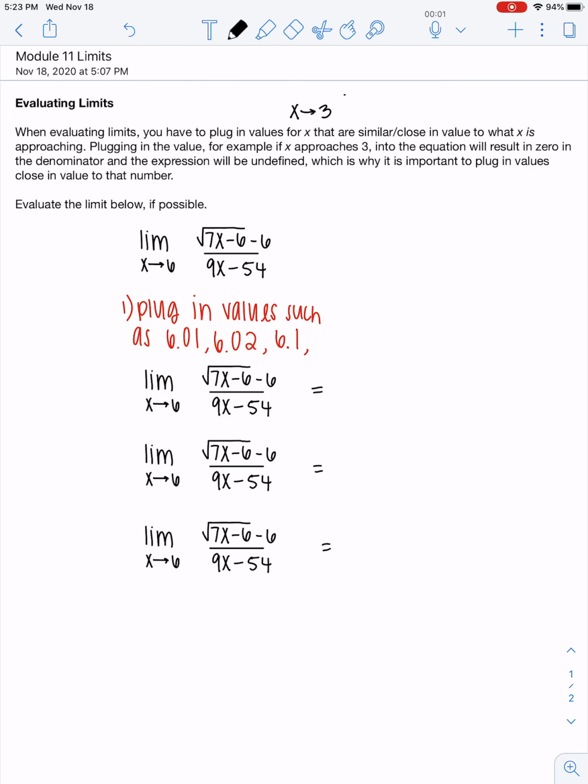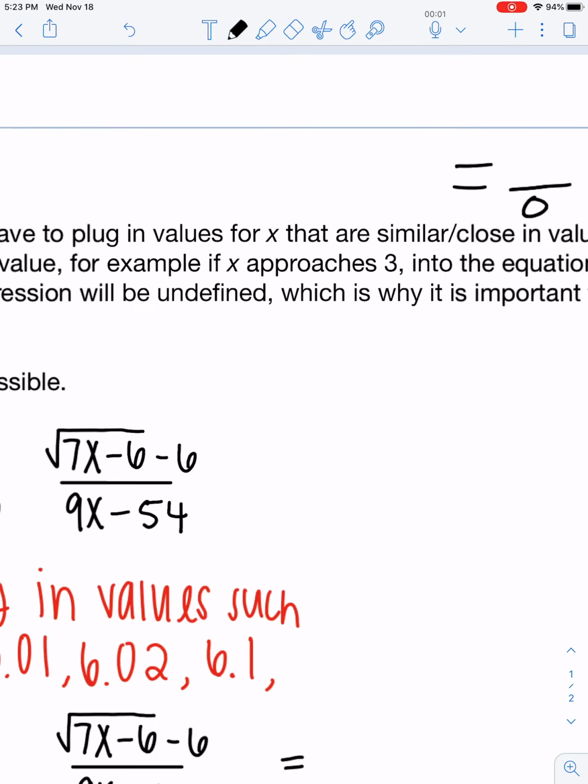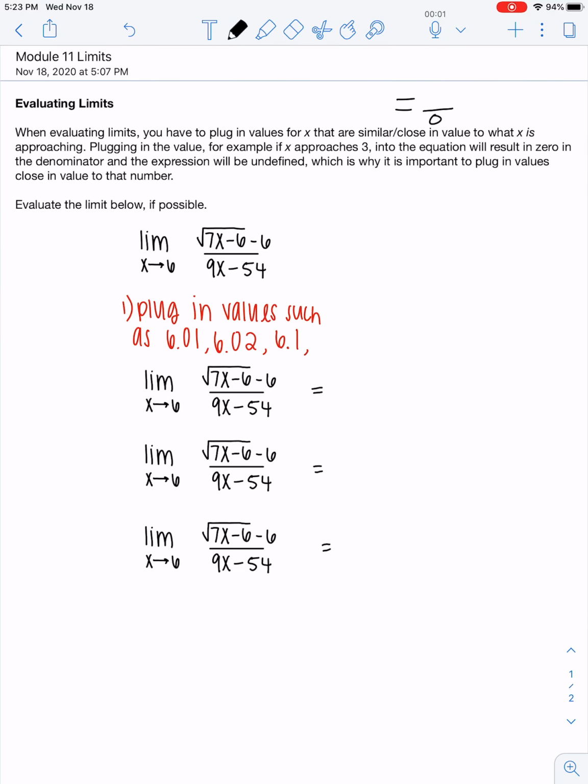You plug that into your equation, it will result in 0 in the denominator, and the expression will be undefined, which is why it's really important to plug in values close in value to your number. So instead of plugging in 3, you could plug in 3.05, or 3.1, and that will give you a number. And if all of your numbers are approaching the same number, then that will be your answer to your expression.